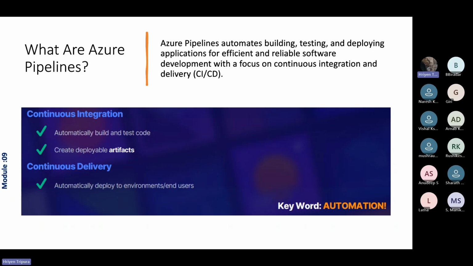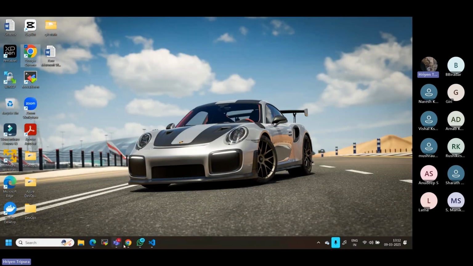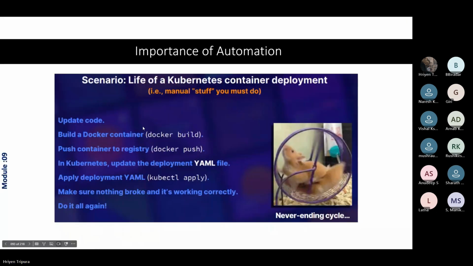Next we have continuous integration. As I told you, it automatically builds and tests code and creates deployable artifacts. Then we have continuous delivery, which automatically deploys to an environment or to end users. So this is the thing. For now, just understand this much. When we do it in practice, we will explain in more detail, but for now let's just understand the service level first.